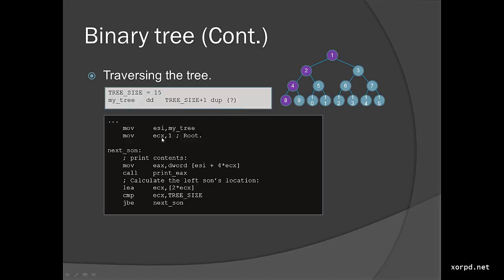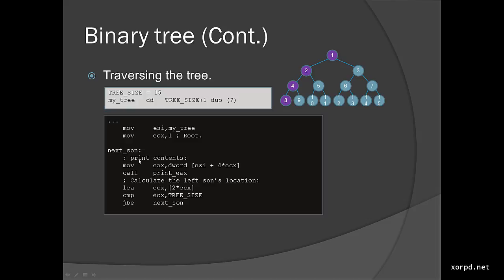We set ECX to be 1, which means that we begin from the root. We are always going to look at ESI plus 4 times ECX. And we never want ECX to be 0 because the first D word at location myTree plus 0 is unused. Therefore, we begin with 1. So this is the root.